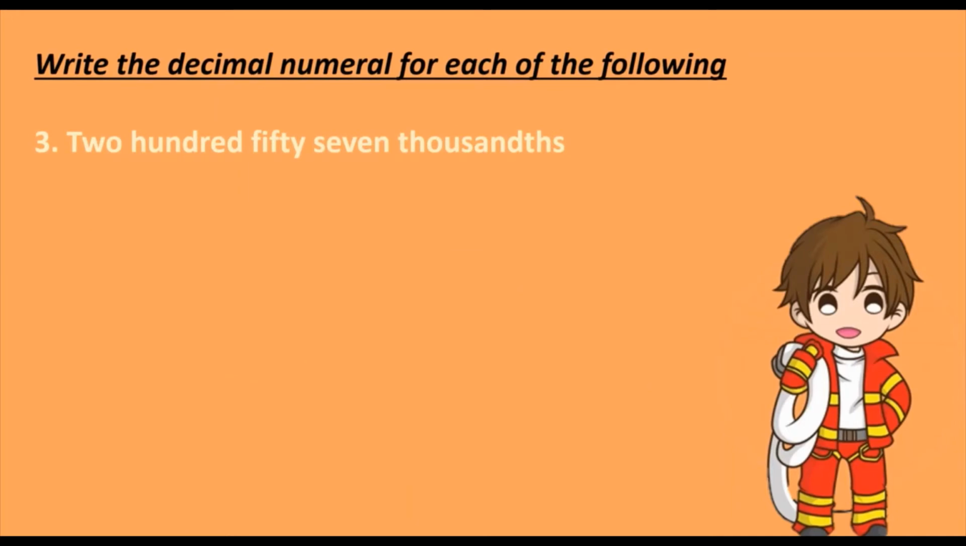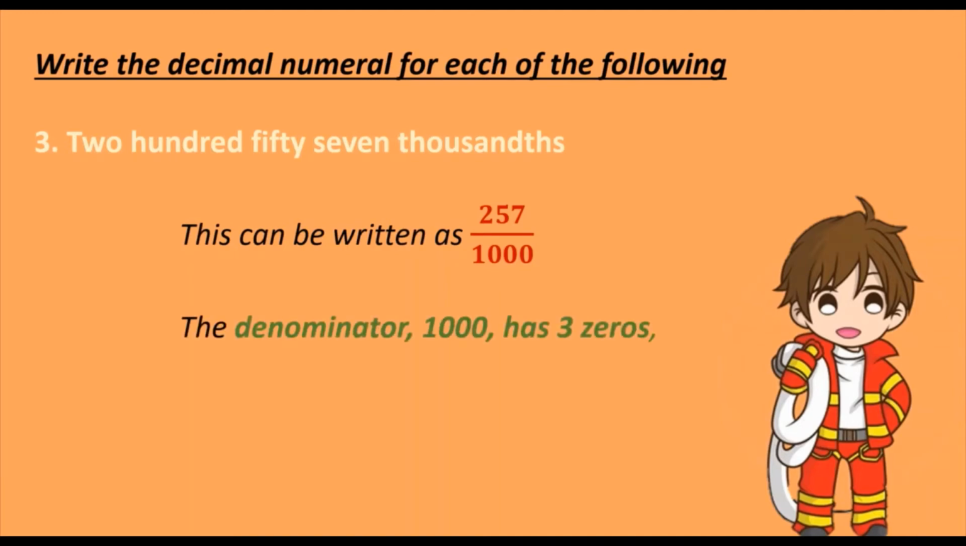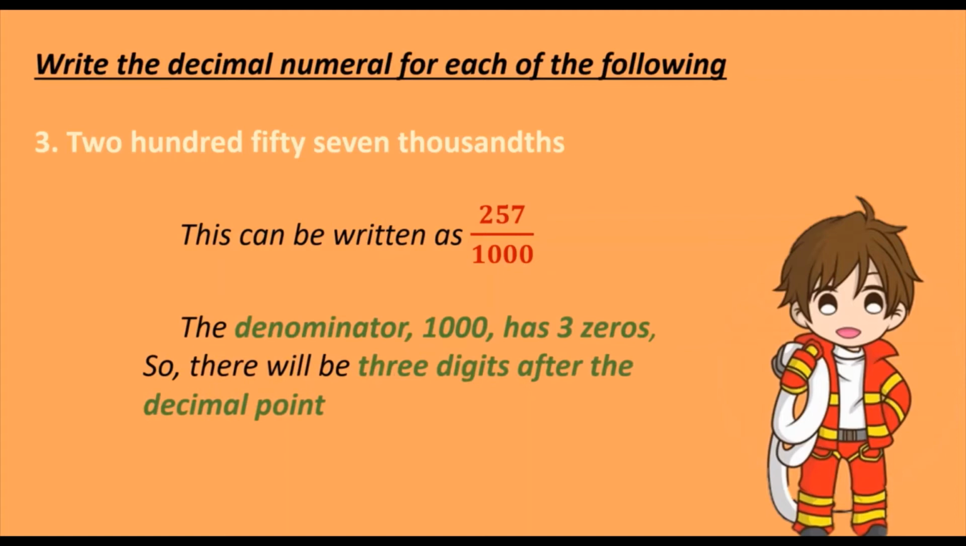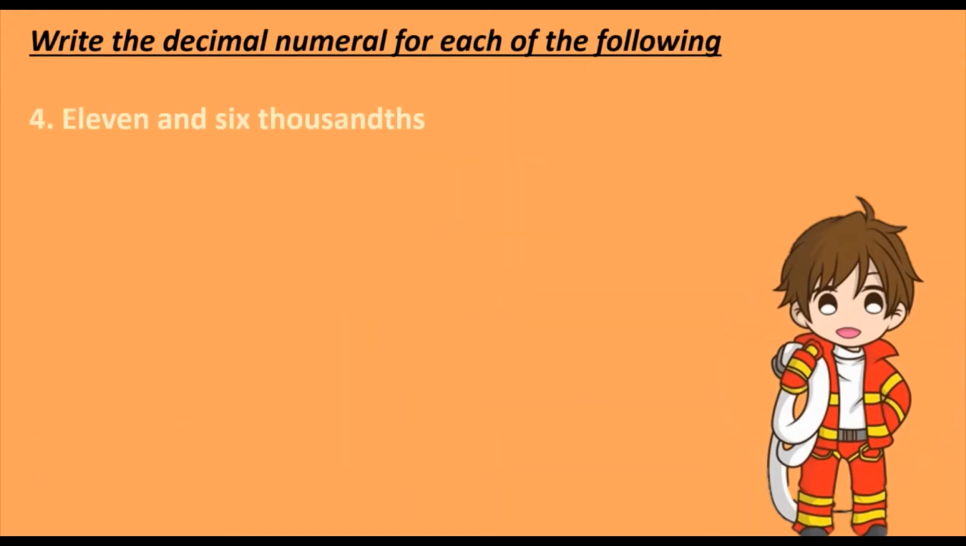Next is 257 thousandths. This can be written as 257 divided by 1000. Again, here the denominator is 1000, which has 3 zeros. So there will be 3 digits after the decimal point. And so when we write the decimal numeral, we write it as 0.257.